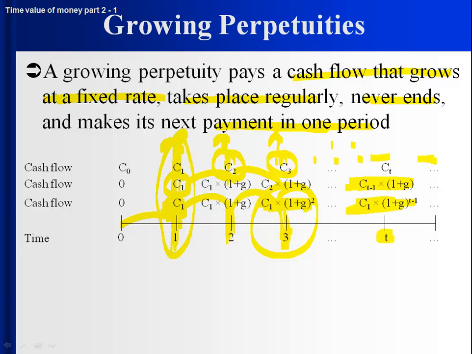So at any point in time, the cash flow that we expect is the one that we expect at time 1 times 1 plus g to the power of the number of times it grows from time 1 to time t, so it's t minus 1. A lot of times, if we're dealing with something at time t, people might say it should be t. You have to count. We're starting at time 1, and if you count the jumps, you'll see that there's t minus 1.